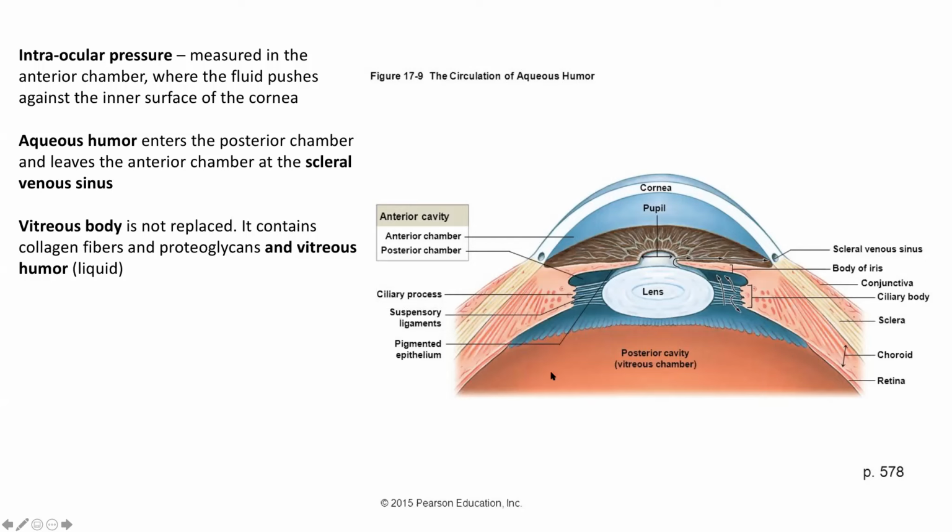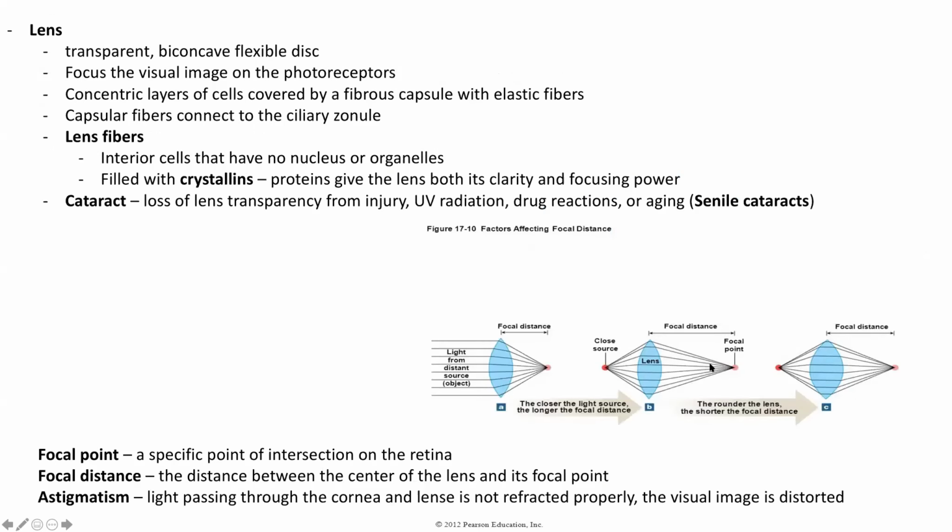The posterior cavity, this vitreous chamber, is where the vitreous body is, this gelatinous substance. It's not replaced at all. We don't make more of it, we don't drain any of it. It's gelatinous, made of collagen and proteoglycans, and then the liquid part is the vitreous humor. So combine all that and you get that jelly that we saw in the cow eye. So that's in our eyes. Okay, so we'll talk about the lens and how we see. The lens is a transparent, biconvex, flexible disc. It needs to be flexible so we can focus the light.